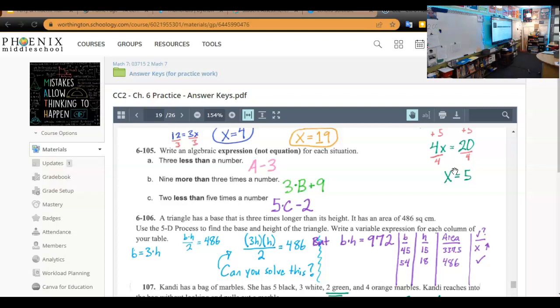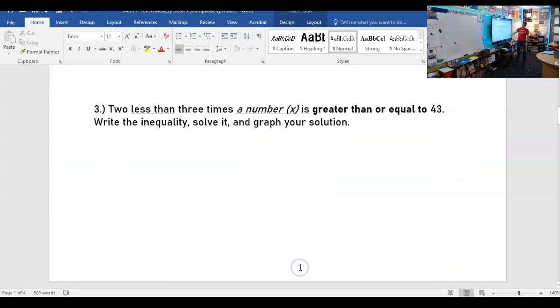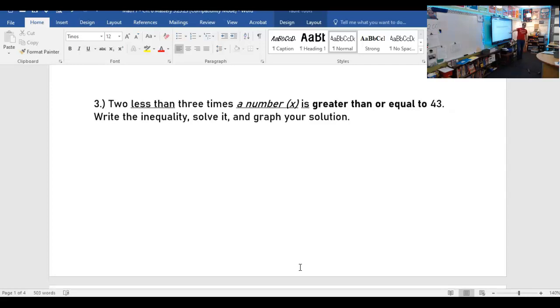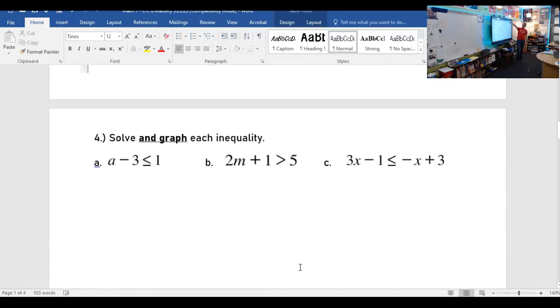But then it says greater than or equal to. If your math notes are still out, you have a reminder of all those different symbols, like the greater than or equal. So 43. If we don't remember these sort of situations, skip it, move on to 4. Hopefully this helps you remember those situations. Oh yeah, what do I do to get A by itself? What do I do to get M by itself? What do I do to get X by itself?